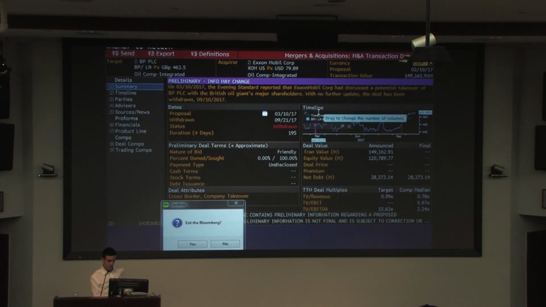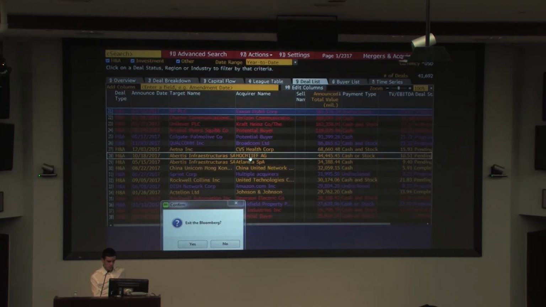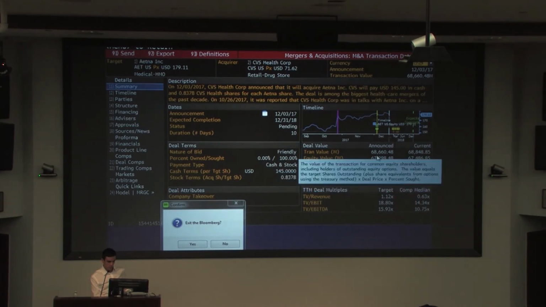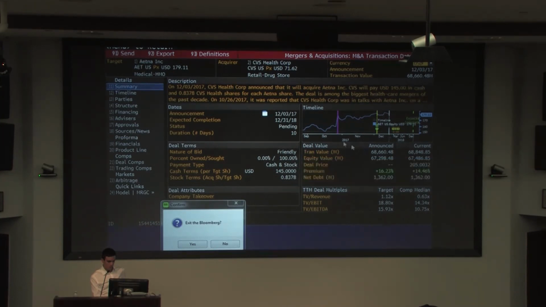I'm not 100% sure, but you can see this was withdrawn. I guess maybe if we looked at a stock that was bought actually, like Aetna and CVS, I think is still pending. You can see basically how much they're willing to pay per share, I think, somewhere. Transaction value, equity value. Yeah, you'd have to just do some research on your own. I know this function exists. I looked at it a bit, but I'm not 100% sure.